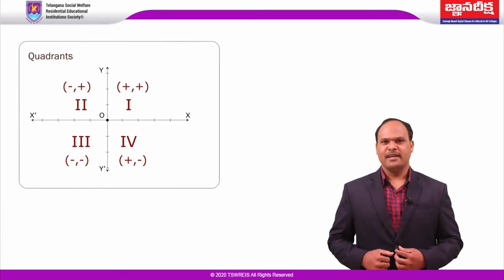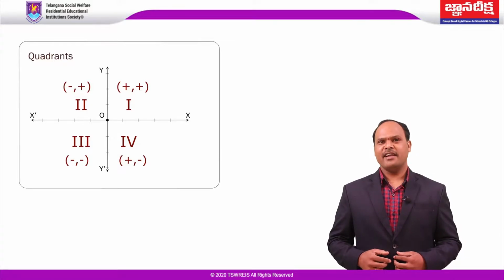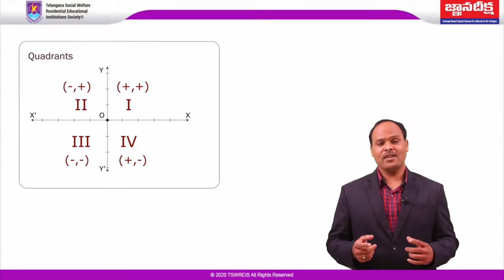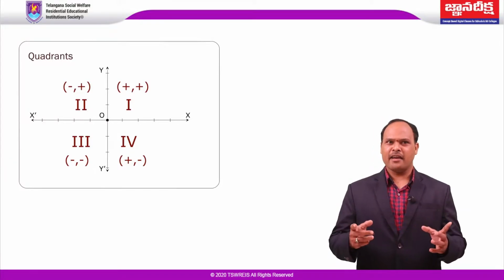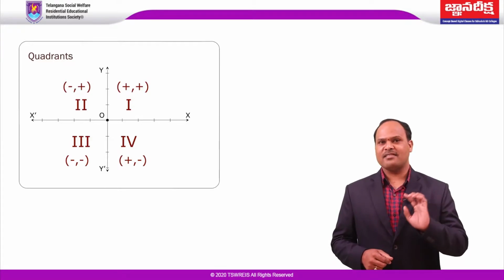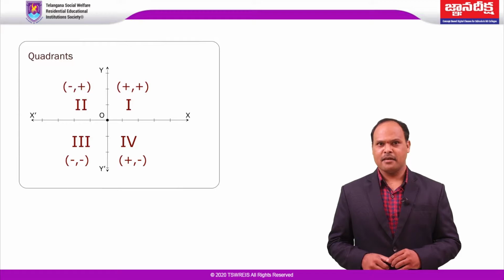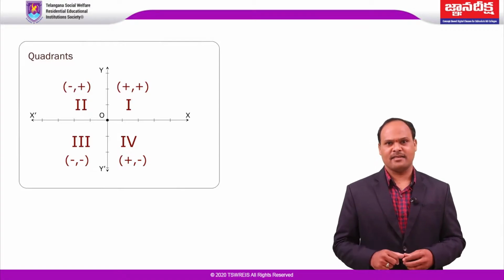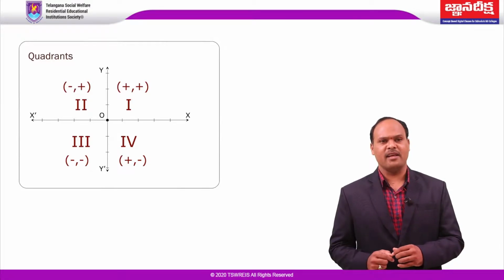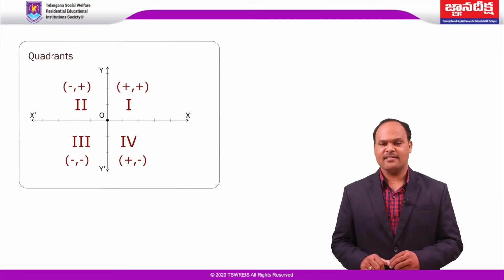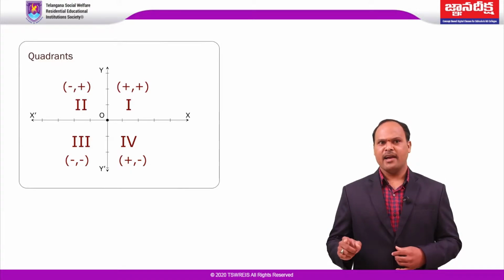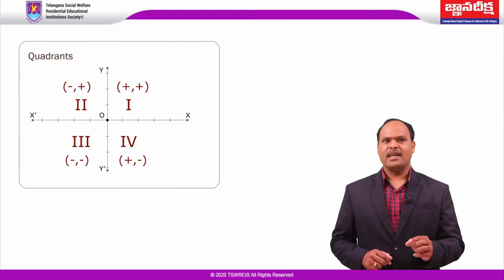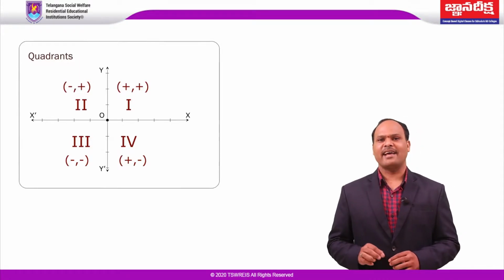Now let me ask one question. The point (3, 0) lies in which quadrant? Quadrant 1 or quadrant 4? What is your answer? The answer is none, because the point (x, 0) lies on x-axis. Why? Here y coordinate is 0. Y coordinate means distance from x-axis. Right? So distance from x-axis 0 means the point (x, 0) lies on x-axis. Similarly, the point (0, y) lies on y-axis. So what is our answer? The point (3, 0) does not belong to any quadrant. It lies on x-axis.